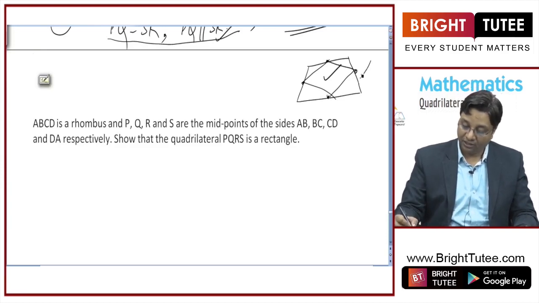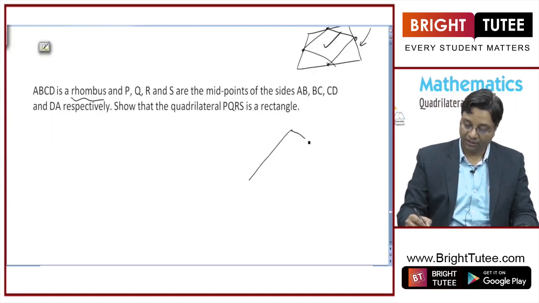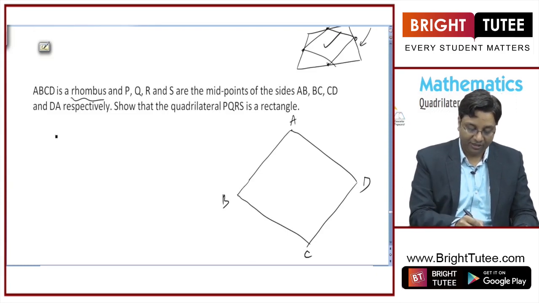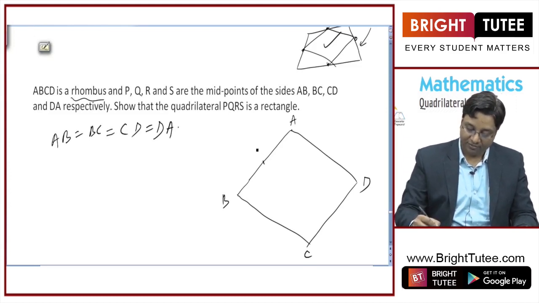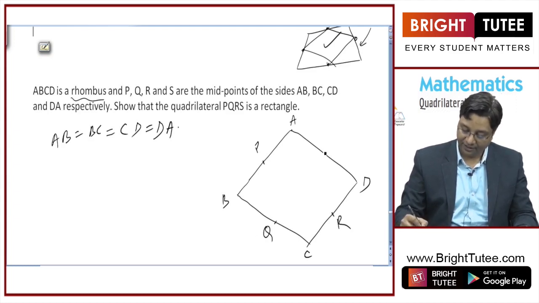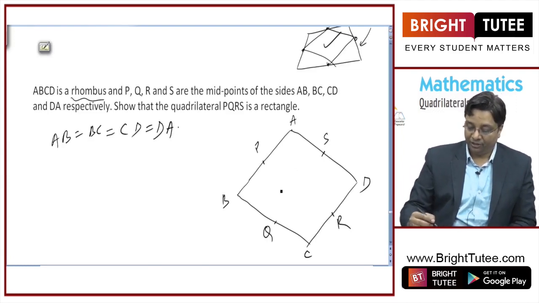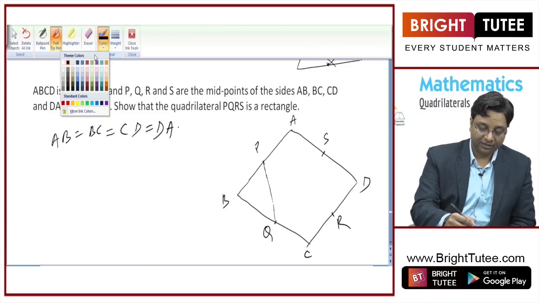Now this outer quadrilateral is a special type of quadrilateral, it is a rhombus this time. So let me take a rhombus outside, right? This ABCD is a rhombus. That means AB is equal to BC is equal to CD is equal to DA. Okay, now I take P, Q, R, S as the midpoints of the sides AB, BC, CD and DA respectively. Okay, show that quadrilateral PQRS, that is this quadrilateral here. Let me make it using another color.